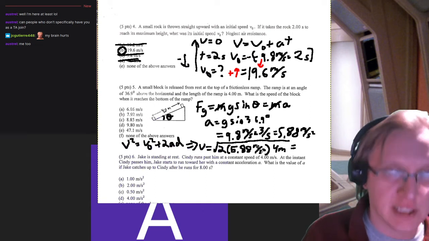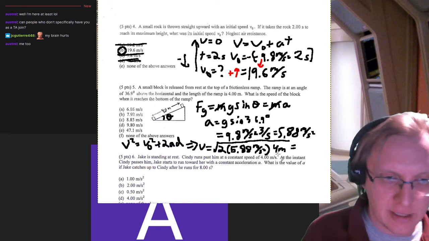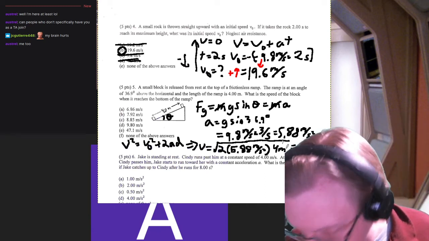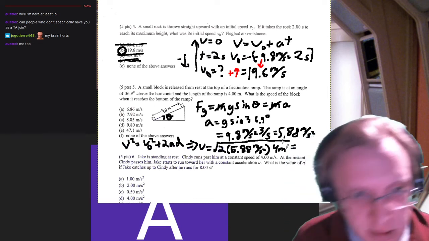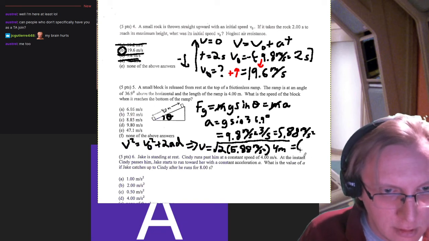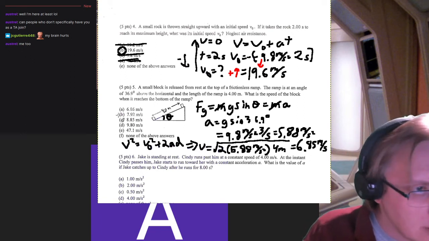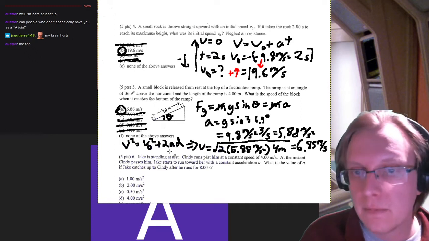Meters times meters is meters squared per second squared. The square root of meters squared per second squared is meters per second. Hot dog, that is a velocity. Very good. Calculator, what is 2 times 5.88 times 4? The answer is 6.85 meters per second. Close enough. Scratch out all those. The answer is there. So far, so good.